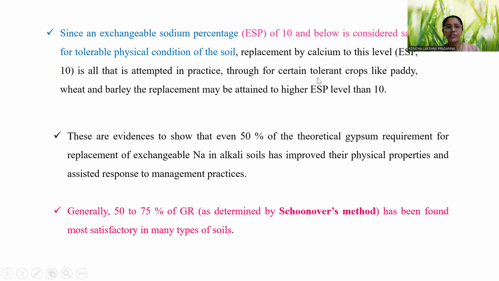Exchangeable sodium percentage of 10 and below is considered as safe. Exchangeable sodium percentage is one of the characteristics of the sodic soil. So when the exchangeable sodium percentage is 10 or below, it is considered safe for the soil. Some of the tolerant crops which are grown in sodic soils include paddy, wheat, and barley.